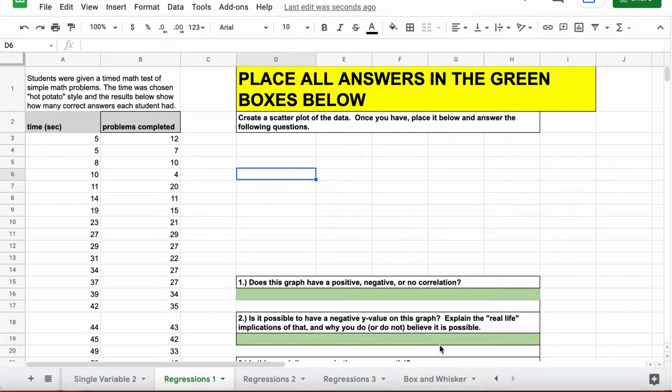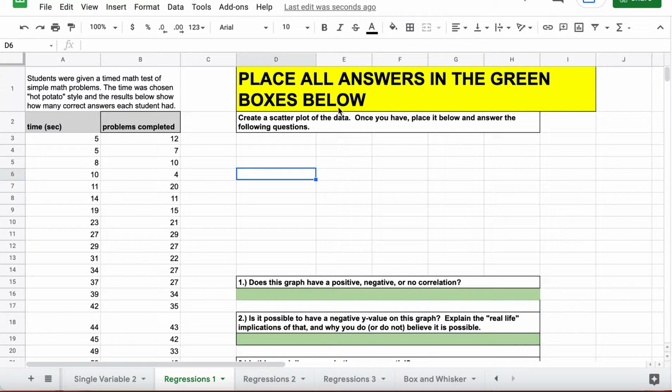Right, so for creating scatter plots using technology, what you're going to get is something that looks similar to this. So a couple things to note here. First of all, there's always going to be a set of data off on the left-hand side, as well as a scenario given for you at the top.